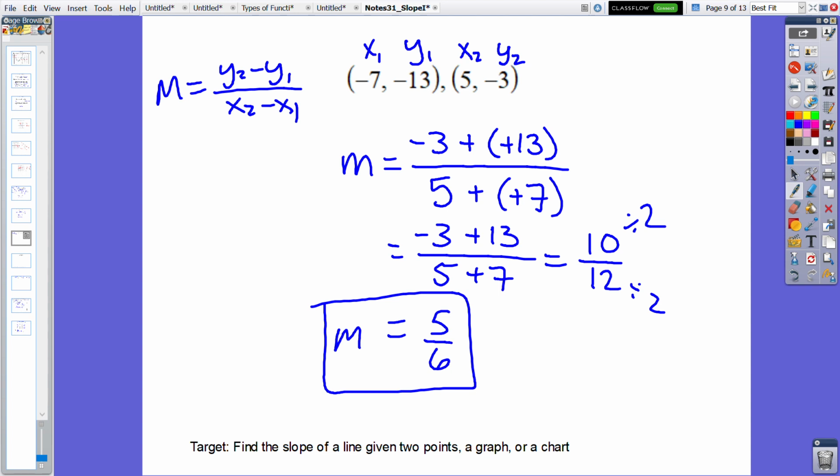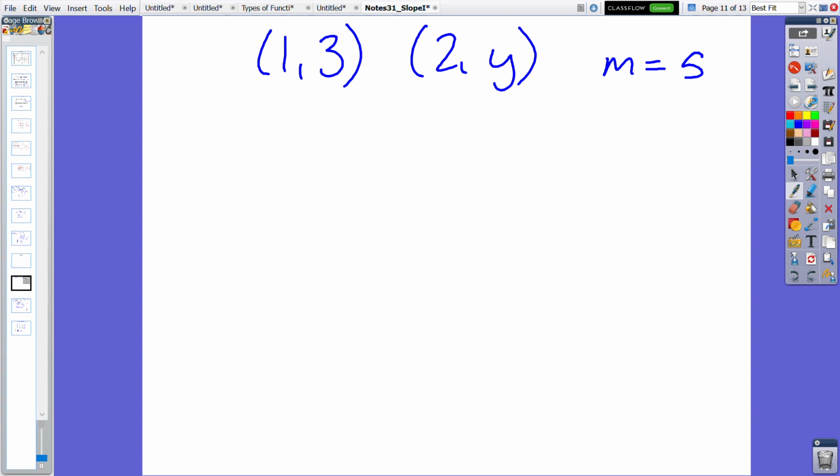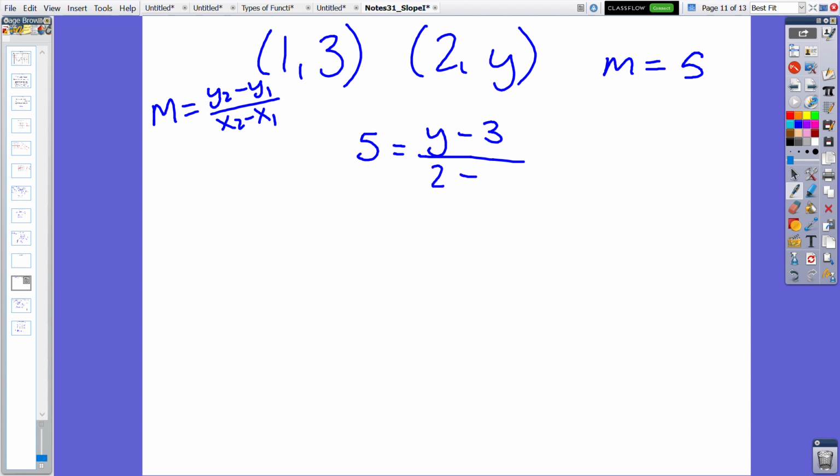Now, really quick here, let's say, for instance, I throw a curveball at you guys for the last problem. Let's say we have this. I have 2 points. I have (1, 3) and (2, y), where I don't know what y is, but I do know that my slope is positive 5. So we're going to manipulate this slope formula, y2 minus y1 over x2 minus x1, to get y by itself here. So I substitute everything I know into the formula. m is going to be 5, y2 is going to be y, y1 is 3, so y minus 3 is my numerator, and then x2 is 2, and x1 is 1.